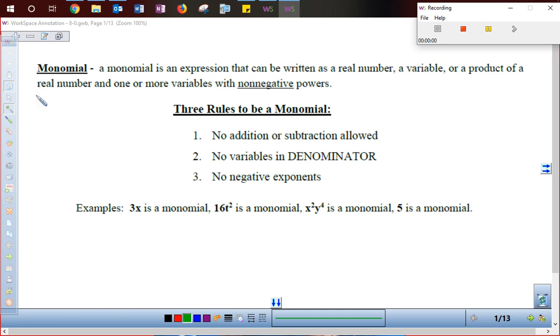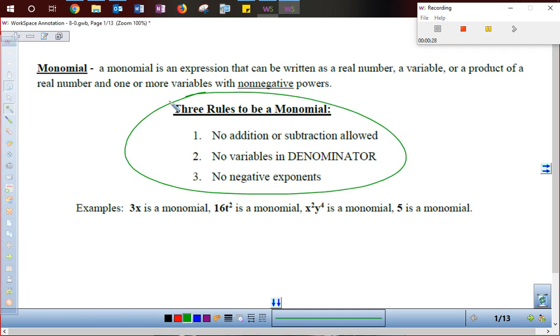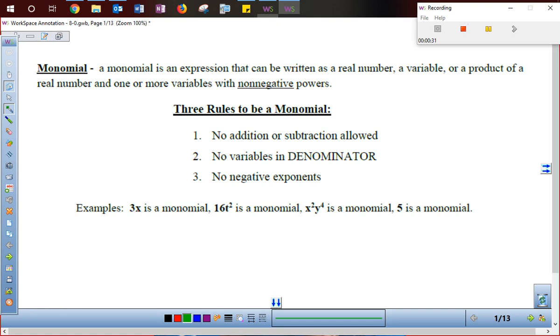Now this is a really intense definition, so I'm going to narrow it down to 3 rules. There are 3 rules to be a monomial. Rule number 1, there's no addition or subtraction allowed, meaning we can't have something like this. That has an addition sign, which means that I have 2 terms. So basically we're looking for one term to be a monomial.